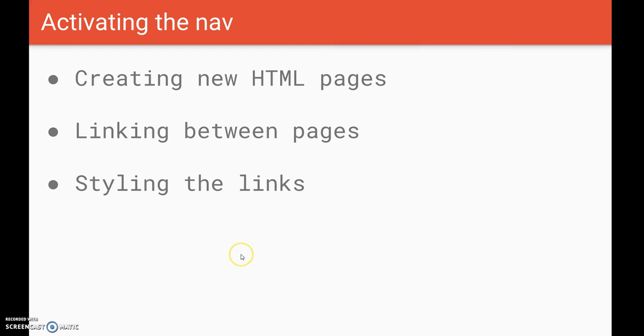We've got a pretty good website now, and we just need to activate the navigation elements so that we can actually go to other pages on our website. At the moment we just have one static page. So we're going to look at how we can create new HTML pages, how we can link between those pages, and how we can style those links themselves.